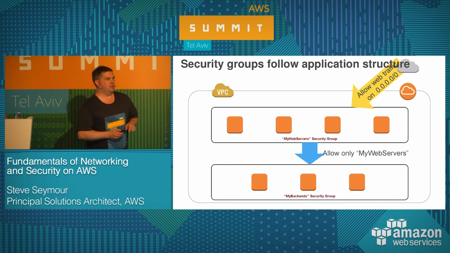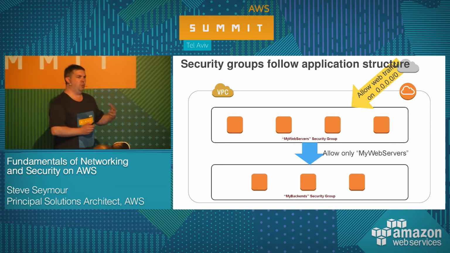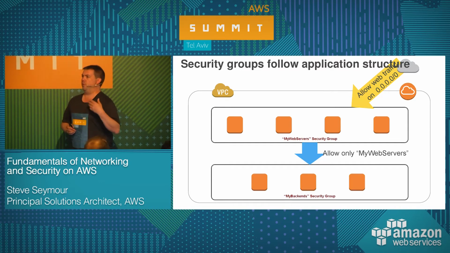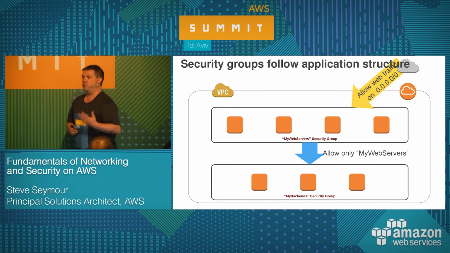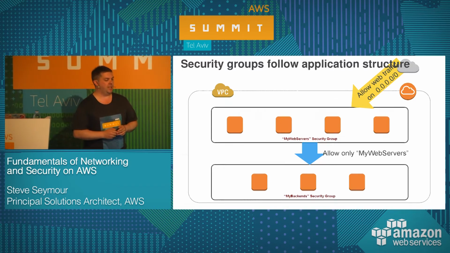But our backend servers, no one needs to be able to talk to those except for the web servers. So the rule that we want to apply here is allow traffic from my web servers to my backend servers on a particular port number. So this is what it looks like. But how do we actually configure that?